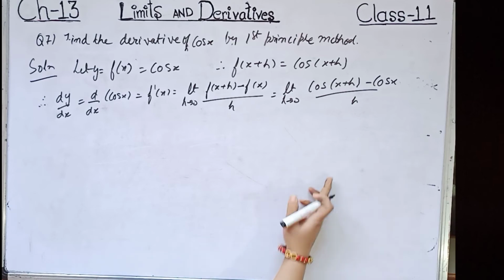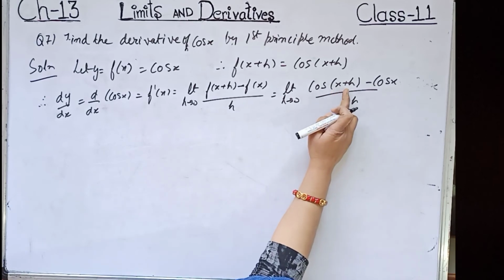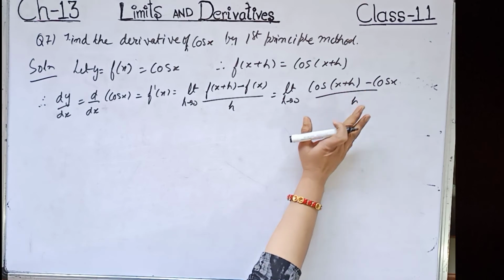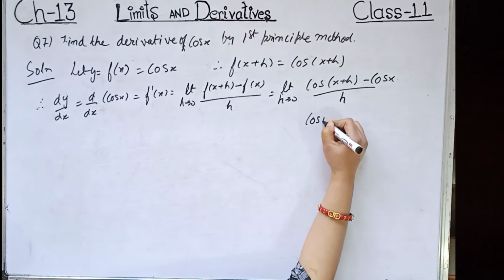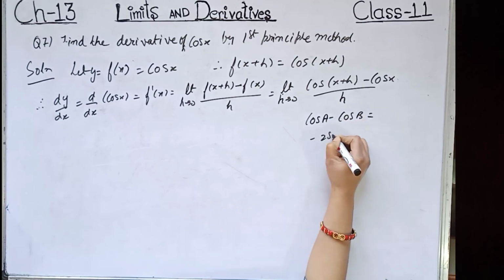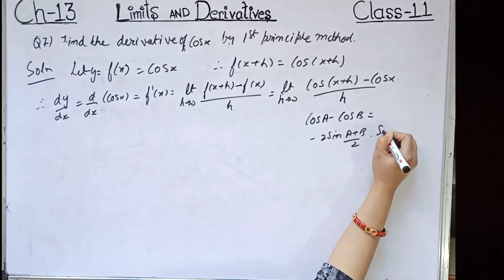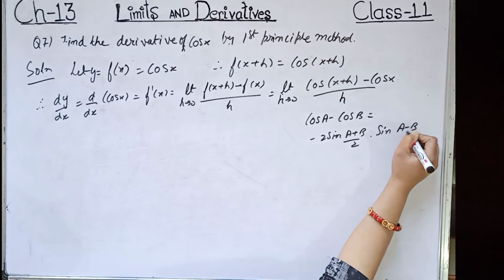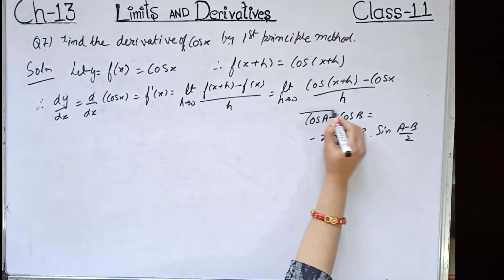Now we will be using the formula for cos a minus cos b. Here, again I repeat, you can also do the expansion of cos of a plus b and you will get the same answer. The formula we know is cos a minus cos b equals minus 2 sin of (a plus b) by 2 into sin of (a minus b) by 2. If we don't write minus over here, then it is (b minus a) by 2. This is the formula.